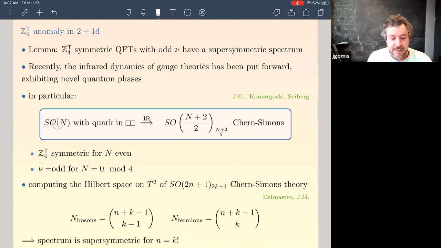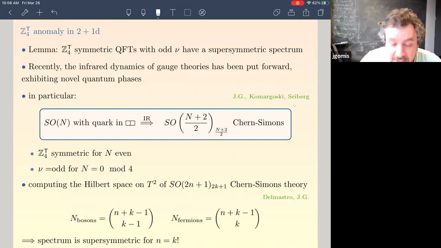The first non-trivial statement is that this theory is time reversal symmetric, even though you're taught in school that Chern-Simons terms are not time reversal symmetric. But this is time reversal symmetric by virtue of a duality that maps the theory with negative level to the theory of positive level via duality transformation. Now, this system is time reversal symmetric when N is even. You just have to count the number of fermions that live here, and the anomaly is odd, which is the number of fermions, when N equals 0 mod 4. So the lemma I just described here will tell you that the spectrum of this theory has to be supersymmetric for N equals 0 mod 4.